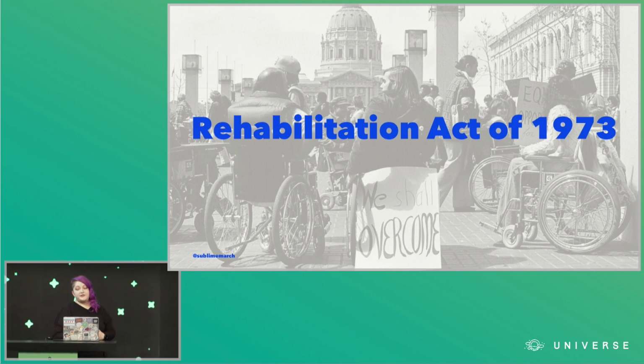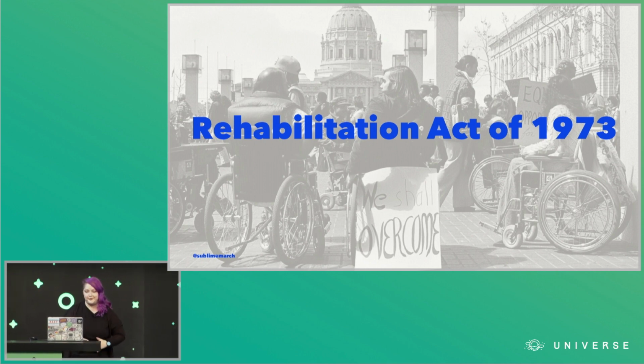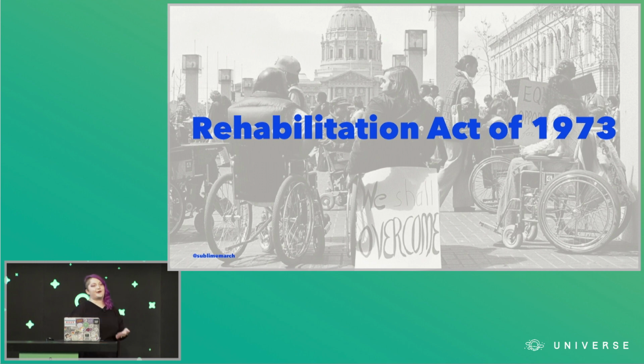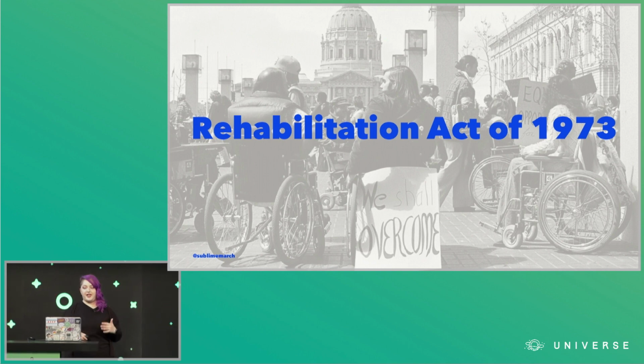This law prohibits discrimination on the basis of disability in programs that are run by the federal government or that receive financial assistance from the federal government or in federal employment or in the employment practices of federal contractors. In 1998, Congress amended this act with something you may have heard of called Section 508, and that requires federal agencies to provide accessible electronic resources and information tech to people with disabilities.